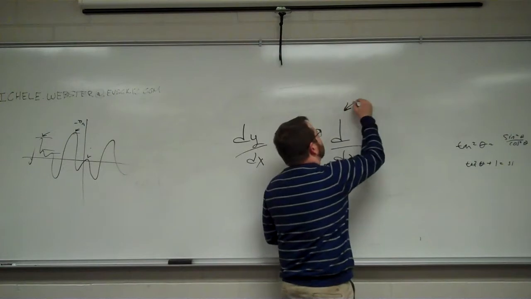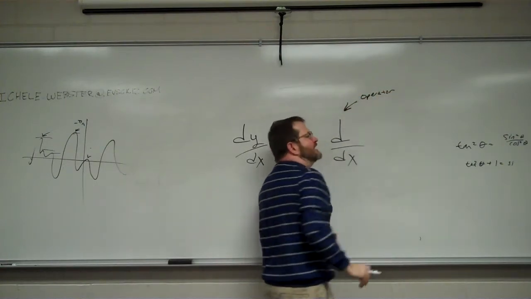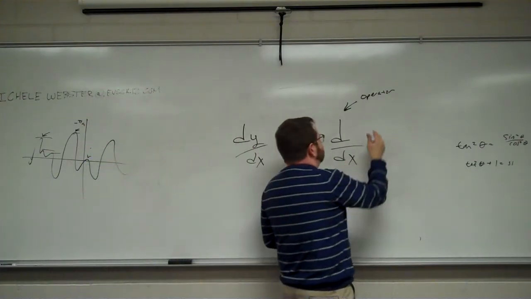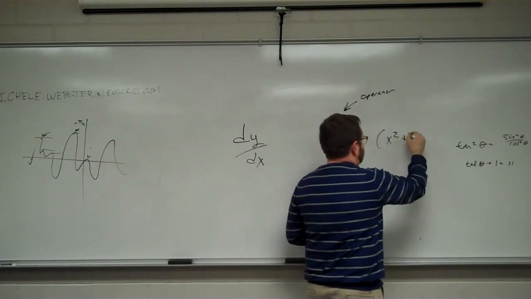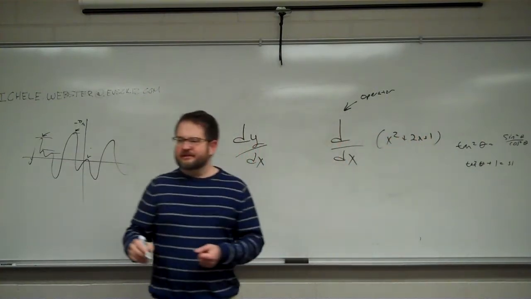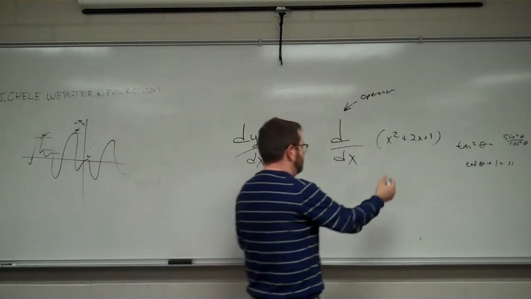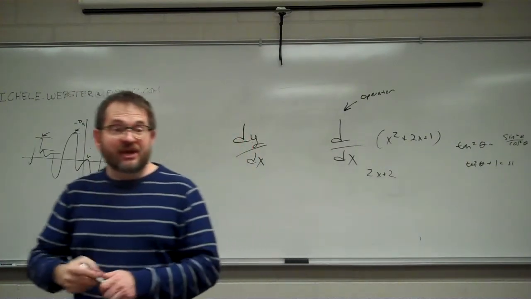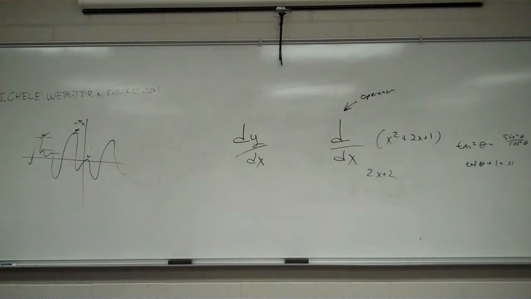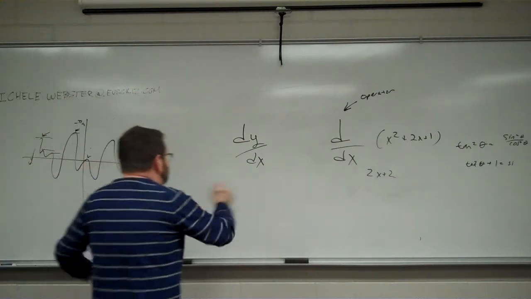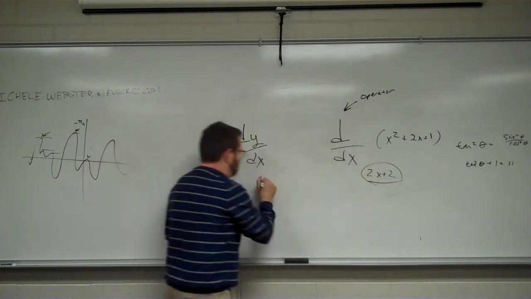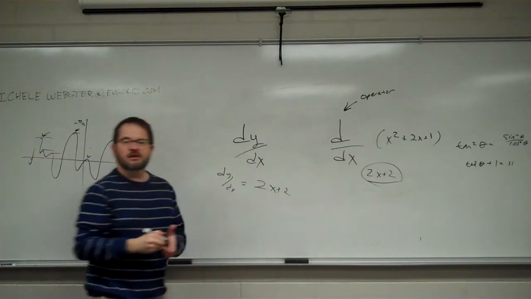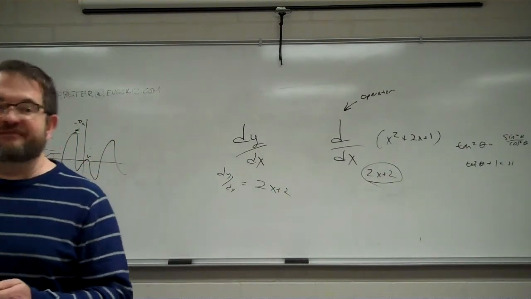This one here is an operator. It is an action. It's saying, find the derivative with respect to x of something, and you'll get an answer. It's do something to it. dy dx is something. dy dx turns out to be 2x plus 2. You could have dy dx in an equation.